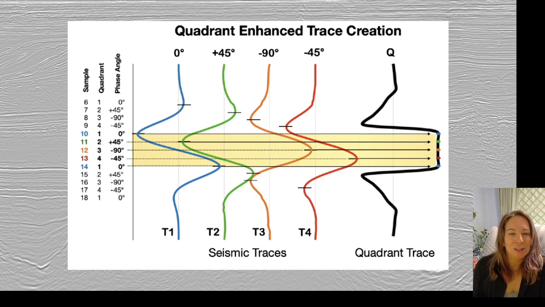The way this happens is through a unique process we call quadrant optimization. We apply phase rotation filters to the near and far stack data, which helps us optimize each sample point in the seismic data, not just the peaks and the troughs. This is fundamentally different from traditional AVO attributes, which often lose information at those zero crossings.